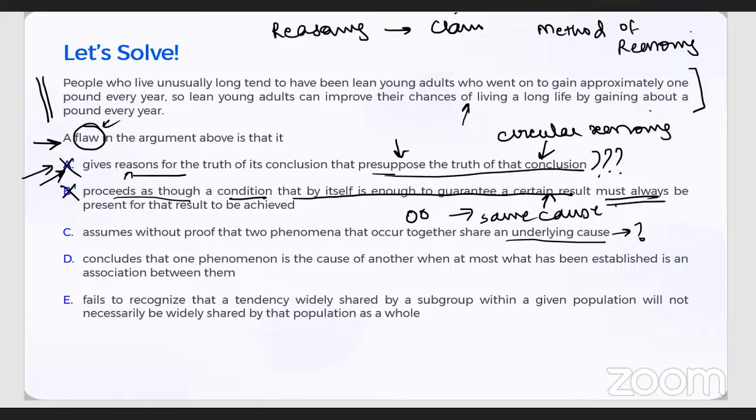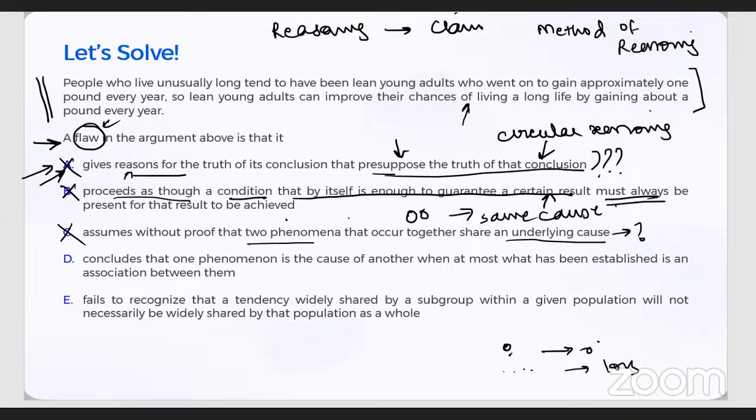Instead, what it is saying is that one thing causes the other thing. You go and gain weight. If you're a lean young adult, you gain weight 1 pound a year, you will go and live longer. So they're not saying two things have the same cause. They're saying one thing has caused the other. But that's not what option C says. Now a lot of people feel that option C is correct. It looks really tempting, but it is not assuming that two phenomena occur together and have the same cause. It is assuming that one thing has caused the other. So C is out. Option D is this.